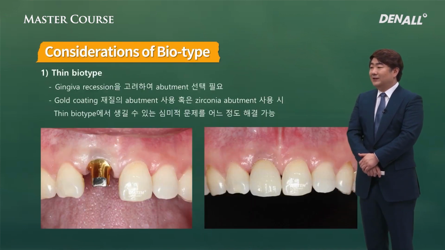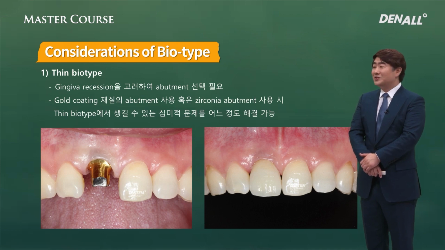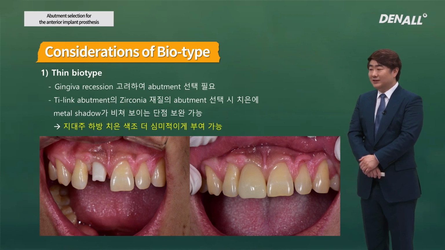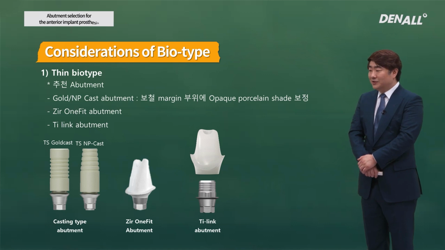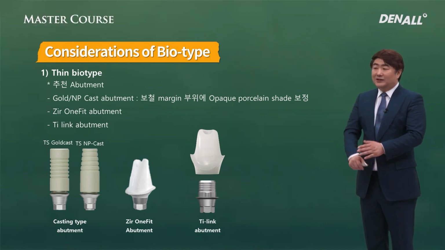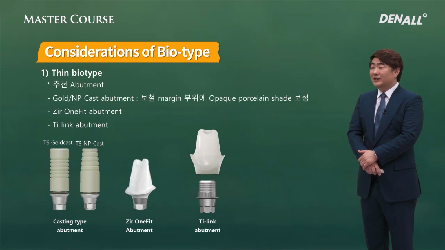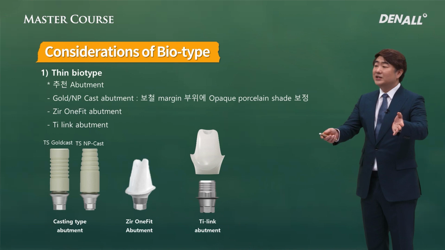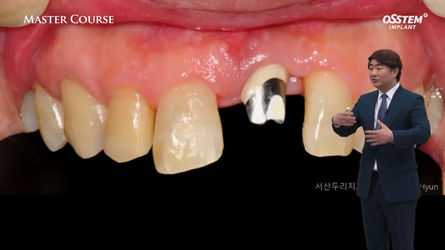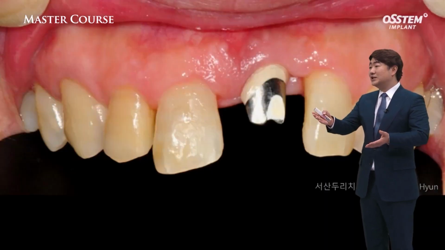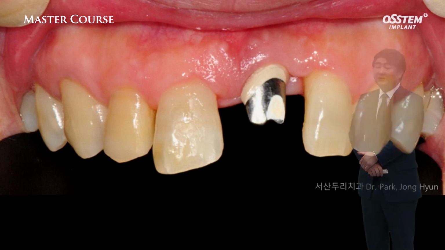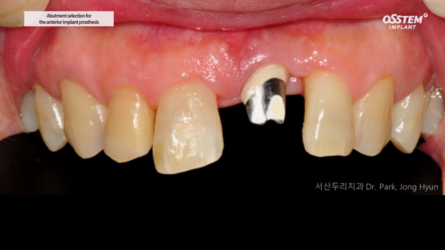Then biotype. If it's a thin biotype, then you have to use a more aesthetic abutment. So a gold color or zirconia abutment should be used, and a link abutment could also be used. A casting type abutment can also be used, but on top of the abutment, you create a metal structure, and an opaque porcelain material could also be used. But here, it's not easy to polish if it's opaque. So if you don't polish, then the gingiva's health could be damaged.